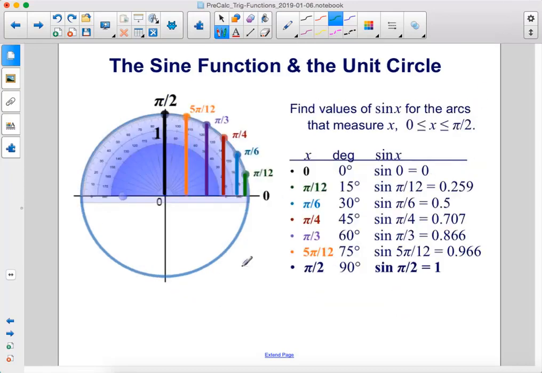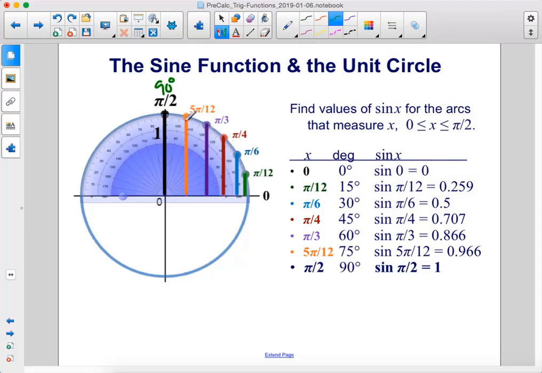Find values of sine x for the arcs that measure x, where x is greater than or equal to 0 and less than or equal to pi over 2. Remember, pi over 2 is 90 degrees. So our maximum sine value is at 90 degrees, and that is a value of 1. So sine of pi over 2 is 1, and you can measure the sine value by the length of these lines.